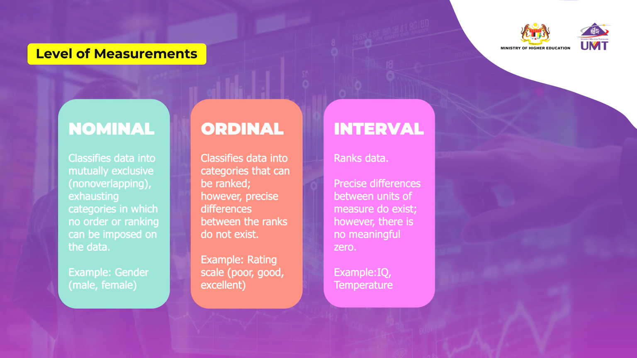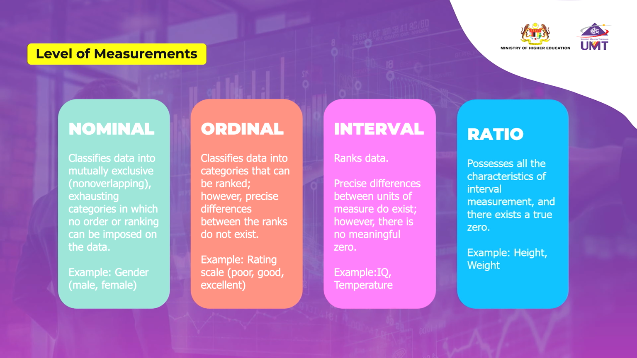The interval level of measurement allows for meaningful differences between values, but it lacks a true 0 point. For example, IQ scores and temperature in Celsius have measurable differences, but a 0 value does not indicate the absence of intelligence or temperature. The ratio level of measurement includes all the properties of the interval level but also has a true 0, which allows for meaningful comparisons using multiplication and division. Examples include height, weight, and income, where 0 represents a complete absence of the measured attribute.